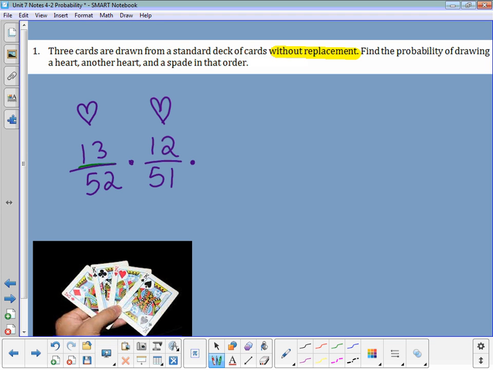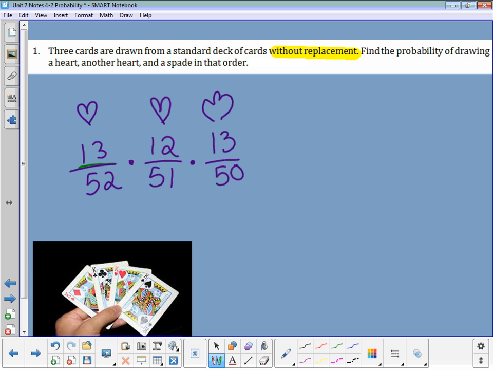Let's take a look at the probability now of drawing a spade. Well, I've taken out one heart, I set it aside. I've taken out another heart, and I set it aside. So now my total is down to 50 because I've taken 2 cards out of my deck. But as far as spades go, I still have 13, because I took out 2 hearts, so my total went down 2, but I assumed that I didn't pull out any of those spades.